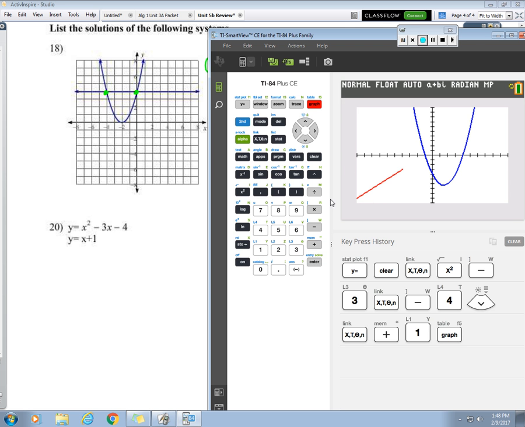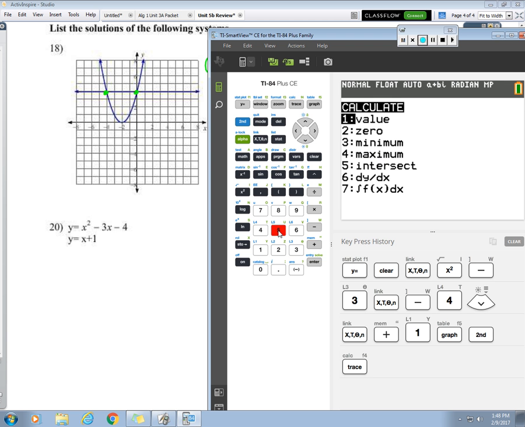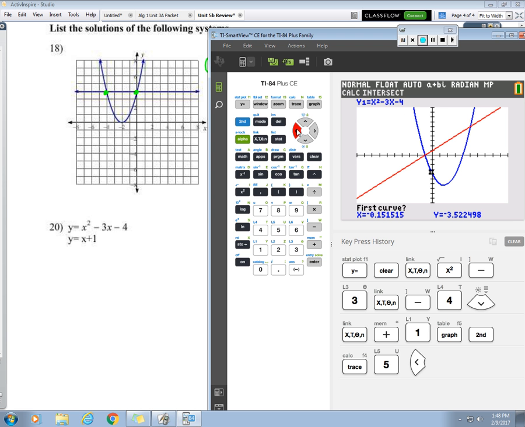And now you have a picture where you can pretty much tell me the solutions, just like you could from up there. But in case they're hard to find, the calculator will give them to you if you just remember this. Second, trace, intersect, which is number 5. And then you just move your tracer to the intersection you're trying to locate, and then you hit enter 3 times. 1, 2, 3. And it's negative 1, 0.